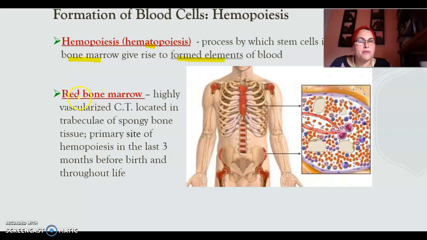So what's red bone marrow? We learned about this before in the skeletal system. It's a highly vascularized connective tissue located in the trabeculae of spongy bone tissue. And this is the primary site for hemopoiesis in the last 3 months before birth and throughout life.